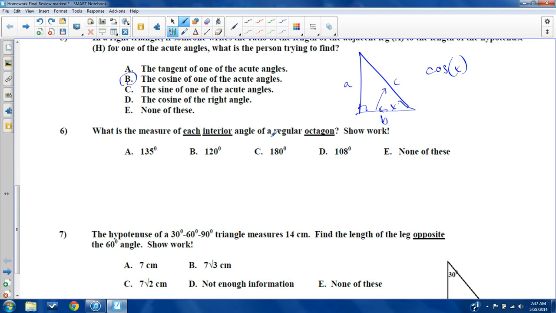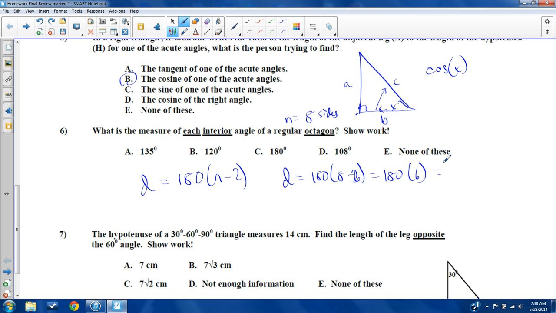Number 6, what is the measure of each interior angle of a regular octagon? Show all work. Okay, well here's something you're going to have to remember or utilize in some way. This formula right here says the sum of the measure of the interior angles is 180 times the number of triangles. Number of sides minus 2 is number of triangles. An octagon is 8 sides. So n equals 8. So the sum is 180 times 8 minus 2, which is 180 times 6, which is 1080.